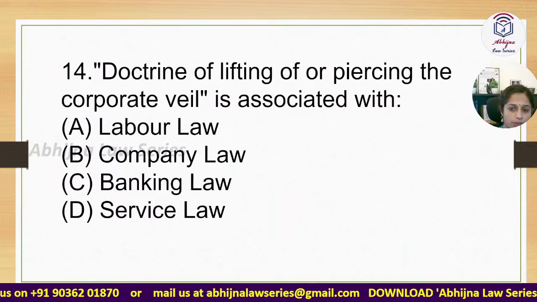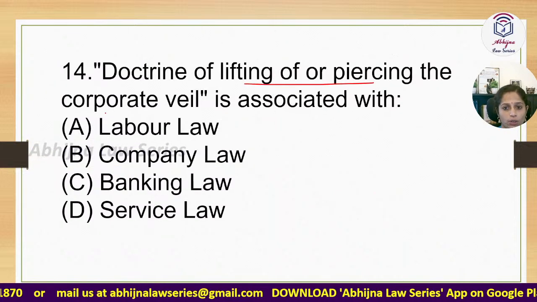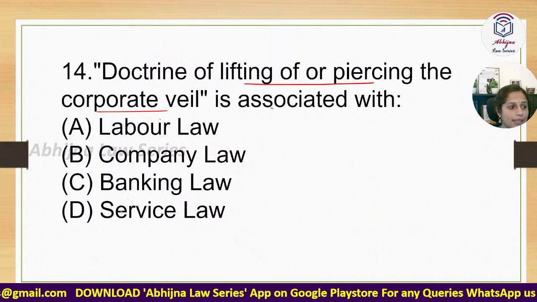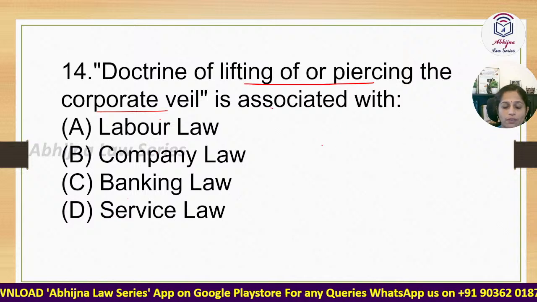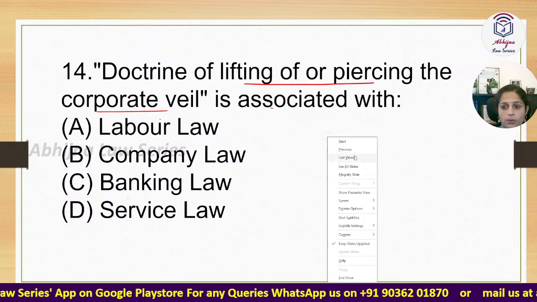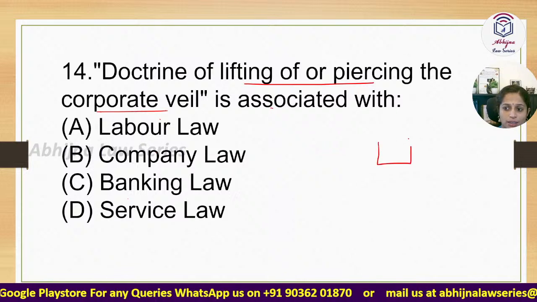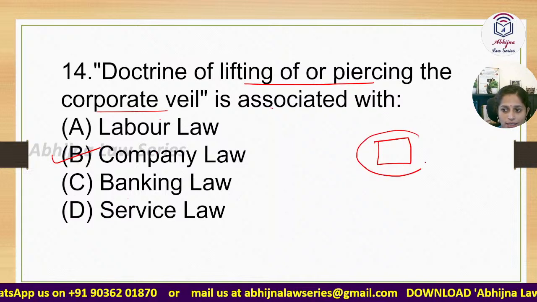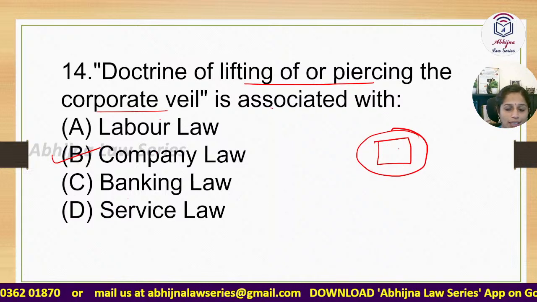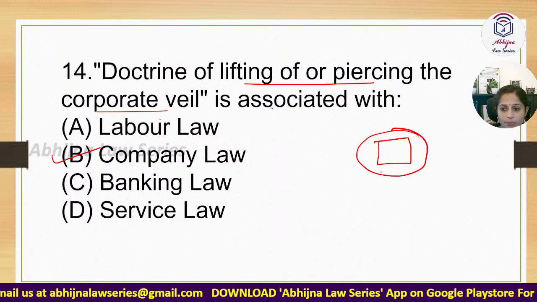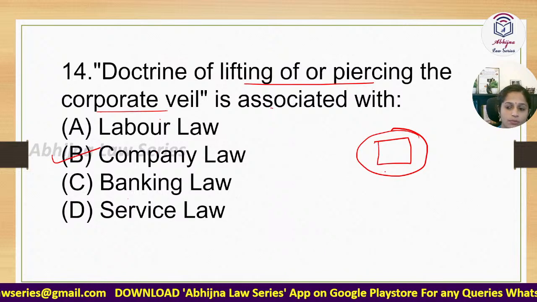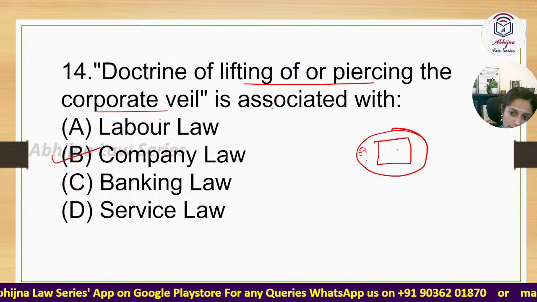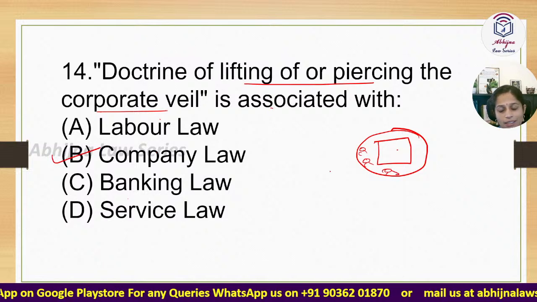Okay. Next one, the doctrine of lifting or piercing the corporate veil is associated with. What does this mean? Labor law, company law, banking law, or service law. Whenever there is a doctrine of lifting the corporate veil, it is related to company law. Okay, B is the answer. Whenever a company is there, it has a separate legal entity. It does not have the same existence as that of its members or directors. It is completely different. It has a separate legal entity.